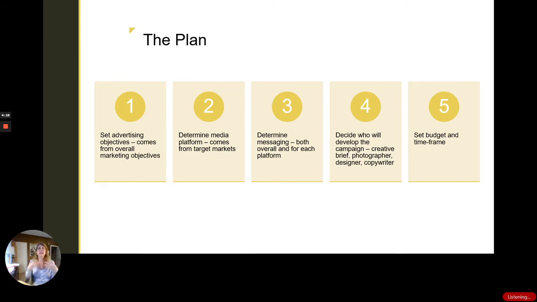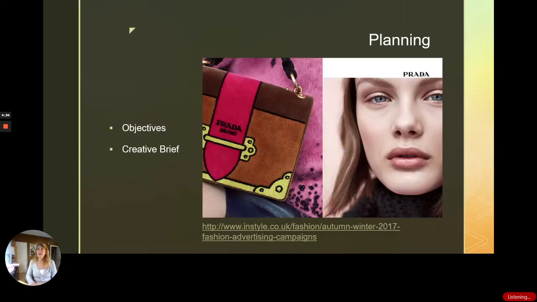Then decide who will develop the campaign. In my larger class, 277, I teach you how to write a creative brief. A creative brief or a design brief are things that are used in advertising agencies to help designers better understand what you should expect. So this is the phase when you would do that, and then set the budget and the time frame. So objectives and creative briefs are really, really important.